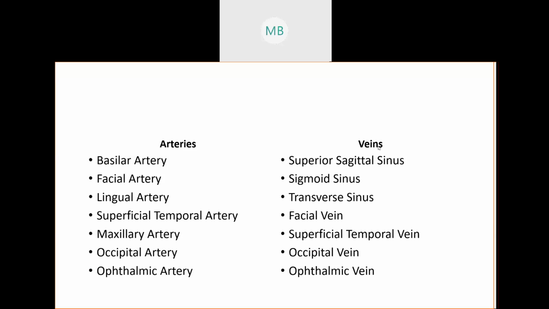On the flip side of things, we have the list of veins that we need to go through. You have the Superior Sagittal Sinus, the Sigmoid Sinus, and the Transverse Sinus. These three veins weave in and out of the actual skull, so they are veins that actually impact the brain as well. And then we have the facial vein, the superficial temporal vein, occipital vein, and the ophthalmic vein.